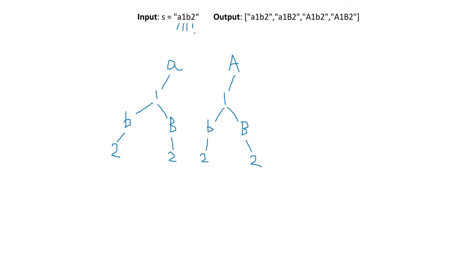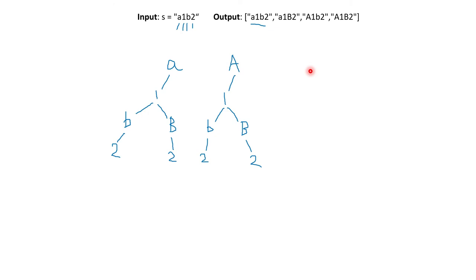Now we just have to collect the result. If you follow every branch, you can get the result. So one is A1, B2. So first result we got. Then A1, B2, second result we got. Then A1, B2, third result. Then A1, B2, fourth result. So this is the way we have to proceed for this problem.